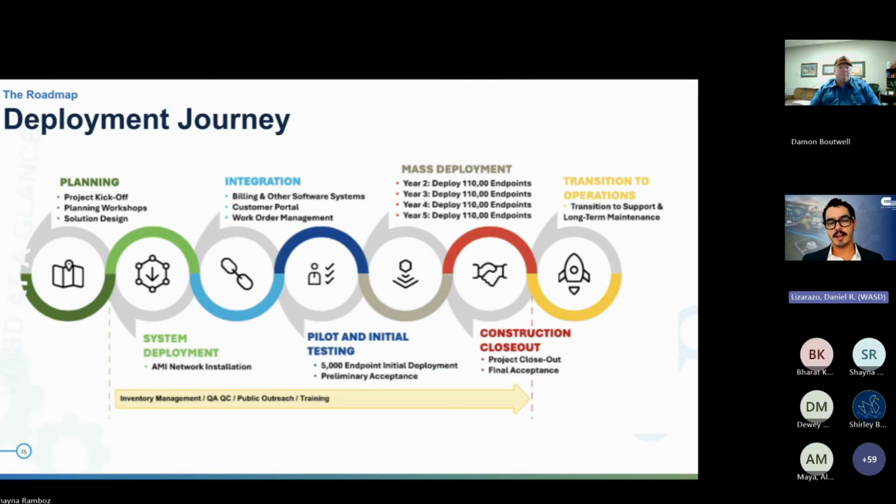So here's how we've laid out the deployment journey that we're currently on. It includes a few key areas such as planning, system deployment integration, pilot and initial testing, the mass deployment that we were talking about, the construction closeout, and then ultimately the long-term transition to operations.